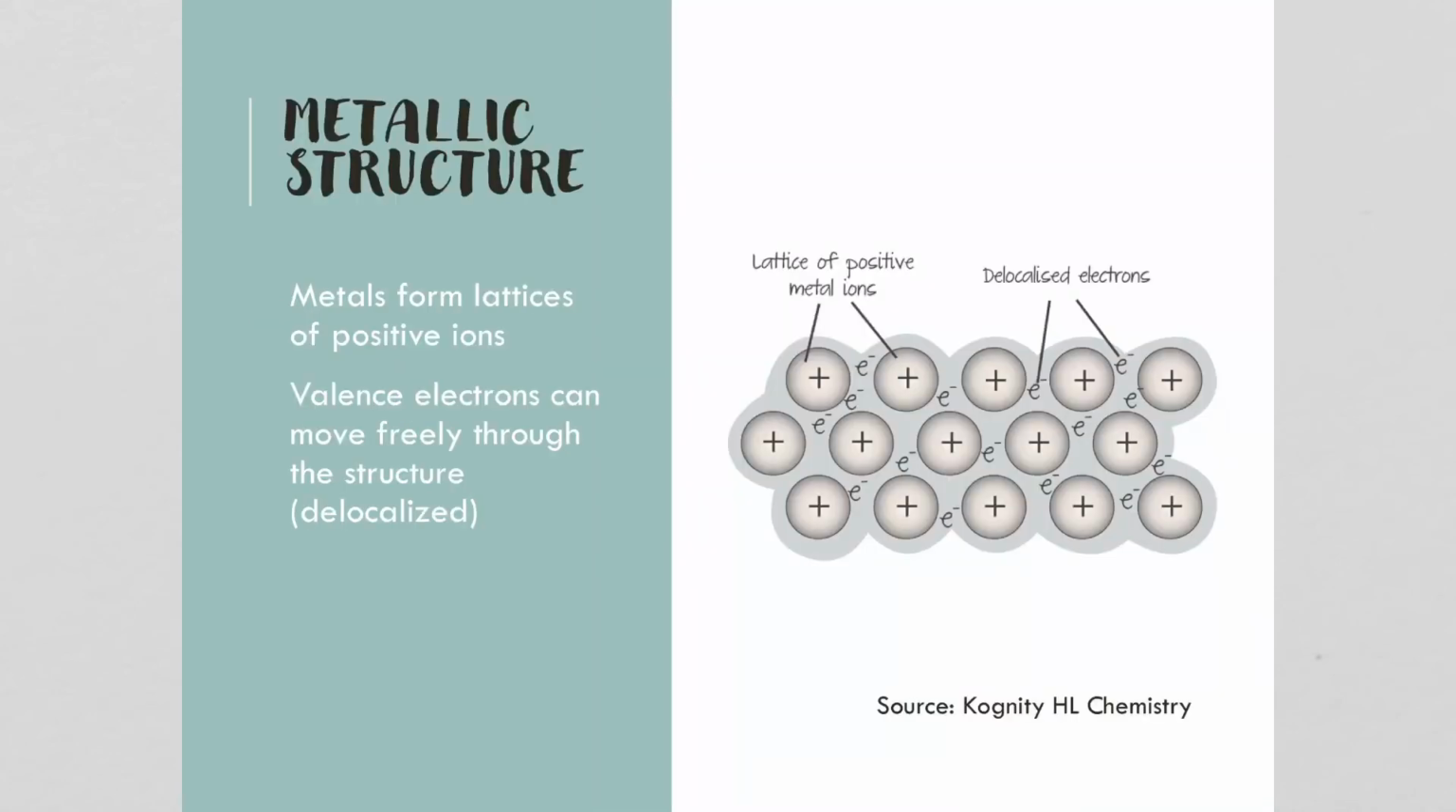So metals are actually really special, and it's their bonding that gives them their unique properties. So metals will form lattices of positive ions, and their valence electrons will delocalize and move freely through the structure. So you end up with these positive metal ions, and their valence electrons just kind of float freely throughout the structure, which gives metals some of their unique properties that we'll discuss.